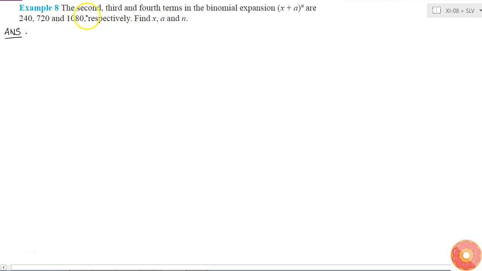Here I am given that the second, third and the fourth terms are 240, 720 and 1080. We know the general term in (x + a)^n will be T(r+1) = nCr x^(n-r) a^r, right? So what I am given, second term is 240, which means that nC1 into x^(n-1) into a is equal to 240.